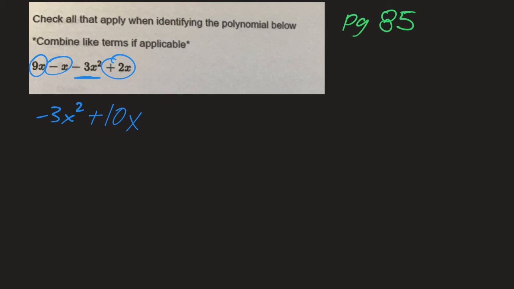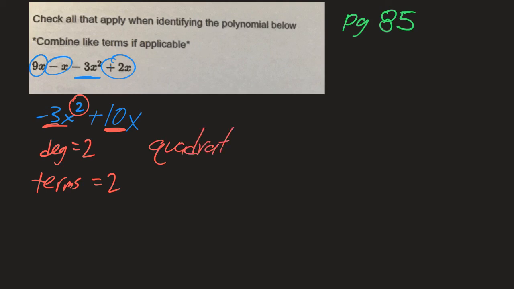Now, we want to give this a name based on the degree, which is going to be 2, and there are 2 terms. So if we look at our table, we will discover that this is a quadratic binomial. Now you should only check 2 boxes. Your polynomial has a first name and a last name: there's a degree and a number of terms. It is not a quadratic linear binomial. No, it is only a quadratic binomial. It only has 2 words associated with it.